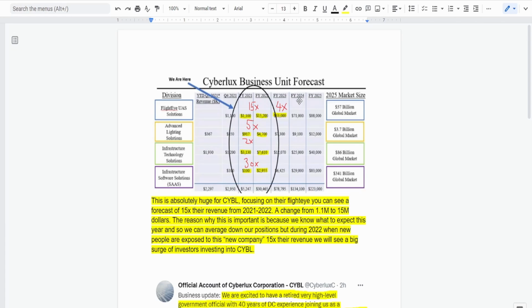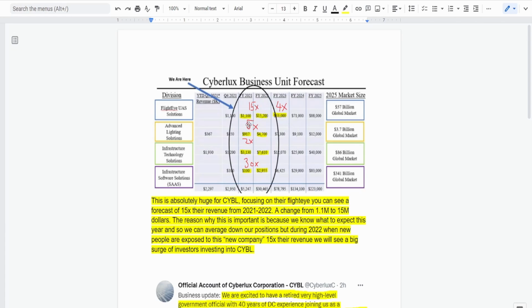That's why I personally am going to average down more on my CYBL positions, because I do feel like in the upcoming months there's going to be huge opportunity for CYBL, and we're yet to see the biggest run yet for CYBL. I do feel like we're going to see an even bigger run in the upcoming weeks or months. That's why I think it's huge.